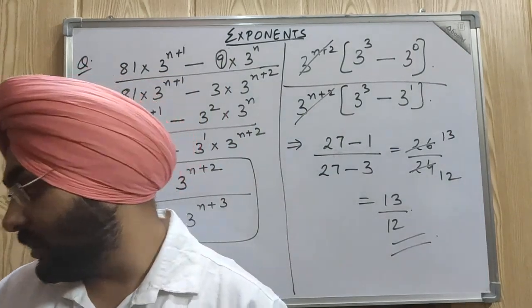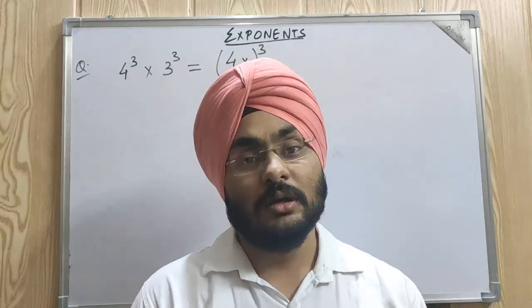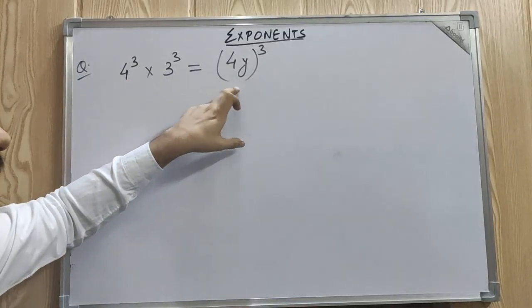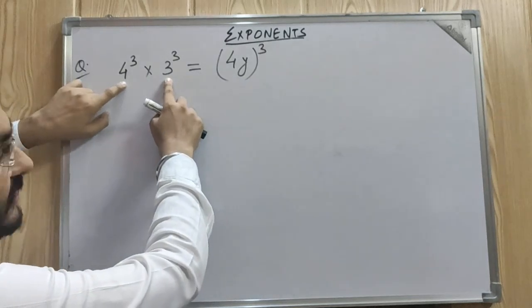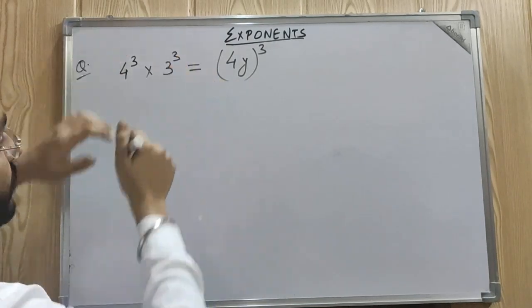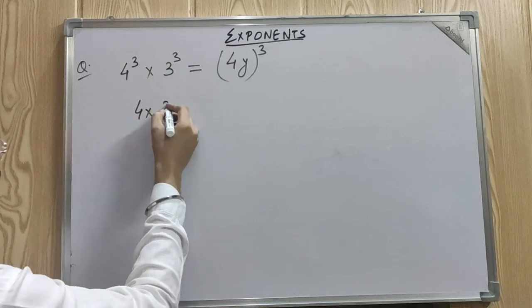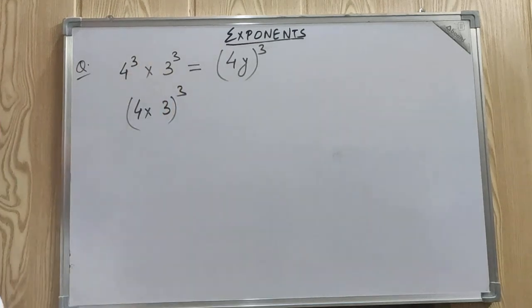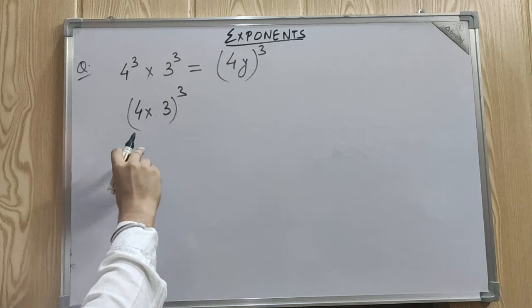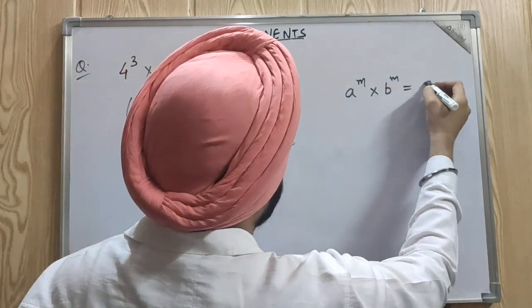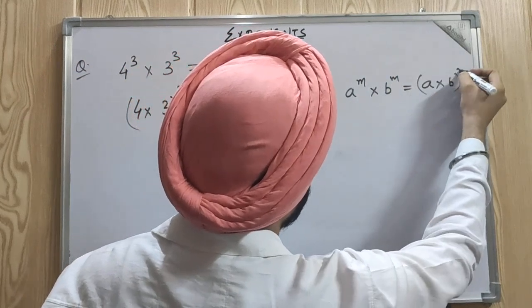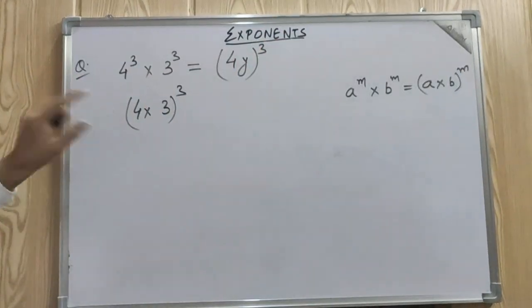So coming to the next question now. Our next type of question is like this: 4 cube into 3 cube equals 4y whole cube. Now from here we have to find the value of y. You are seeing here the bases are different but the powers are same. So I can't write in this way 4 into 3 whole raised to power 3. This way I have discussed in the laws of exponents only. If we are having a power m into b power m, I can write it as a into b raised to the power m. So I have used that law.